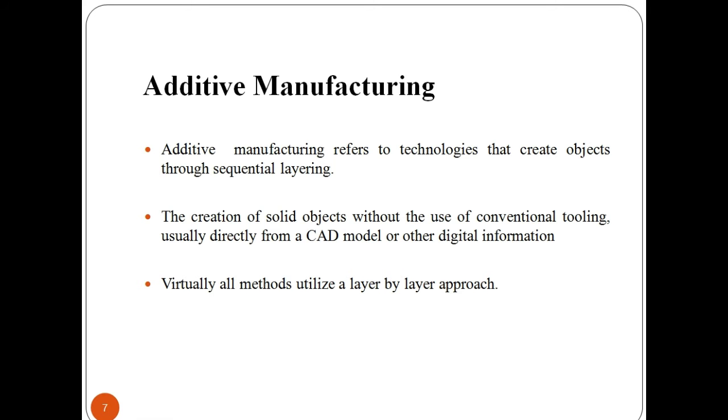We made several pivotal technology decisions to achieve that speed goal. First, we based our additive fabrication technology on high throughput inkjet printing. Additive manufacturing refers to technologies that create objects through sequential layering. The creation of a solid object without the use of conventional tooling, usually directed from a CAD model or other digital information. Virtually all methods utilize a layer-by-layer approach.